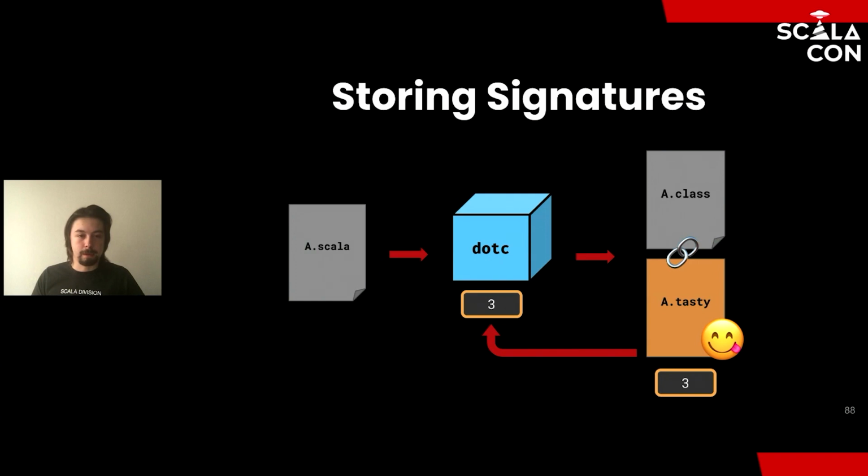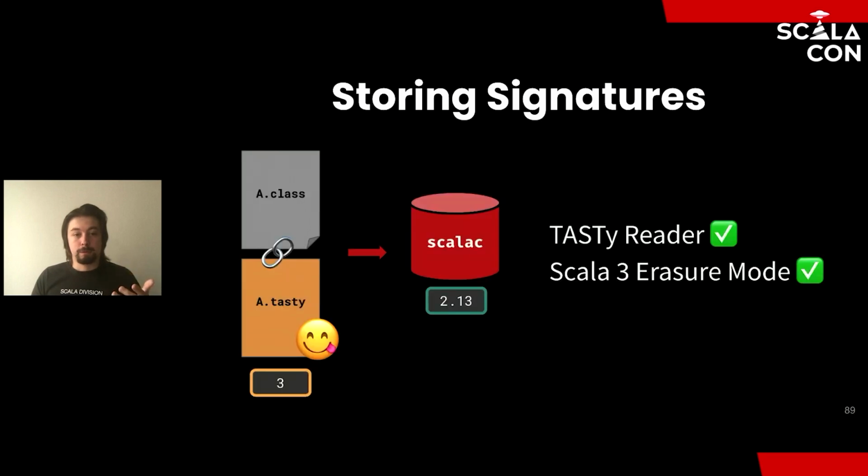And when the Scala 3 compiler takes A.scala and compiles it, we get A.class, but we also get a second file, A.tasty, for any top-level class that is compiled. Scala 2.13 can read these TASTy files and understand the signatures stored in there, the Scala types. And we also have a Scala 3 erasure mode to understand some Scala 3 types and turn those into JVM bytecode.